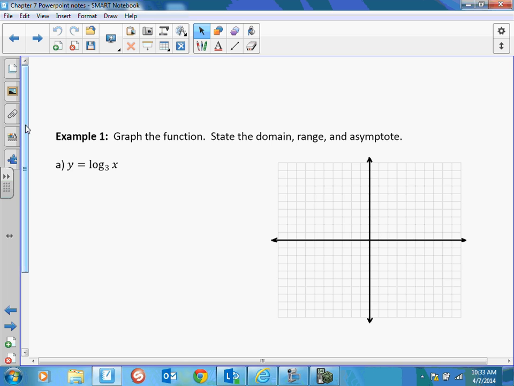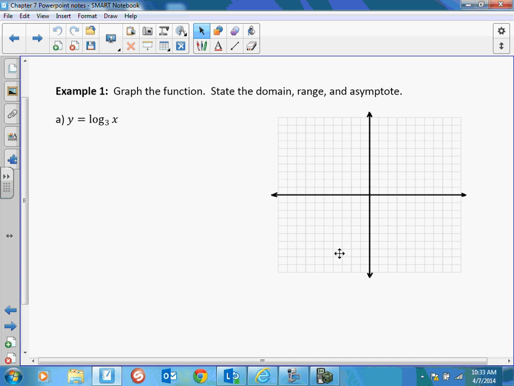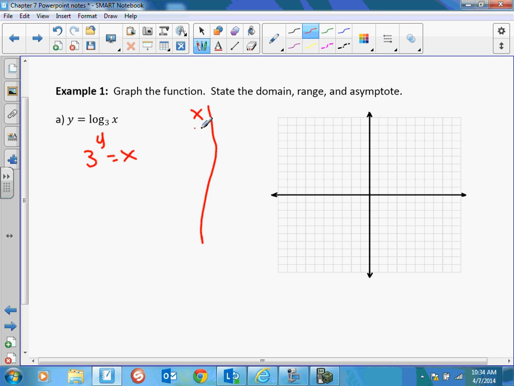Okay, so one way to graph this, if you want to do this by hand, and it's a simple one, I'll also show you how to do it in the calculator, but how you can do it is rewrite it in exponential form and then do your table backwards, okay? So however you write this in exponential form is 3 to the y equals x, okay? Now I'm going to make a table, okay? Except instead of starting with my x's first, I'm going to start with my y's, okay?